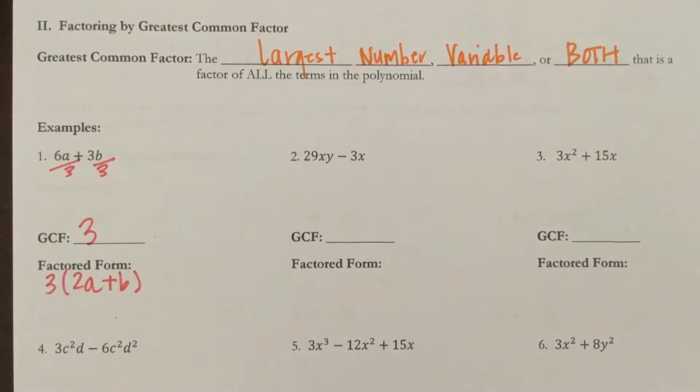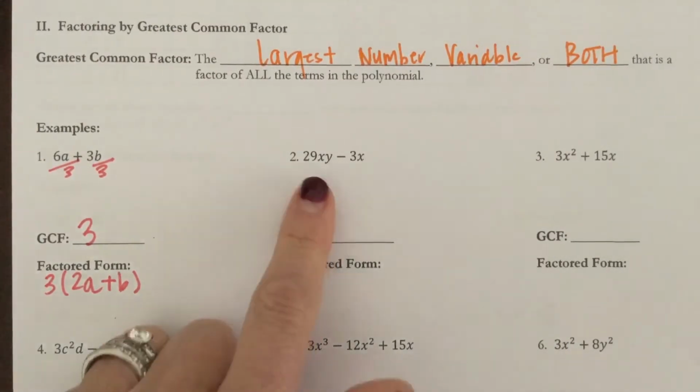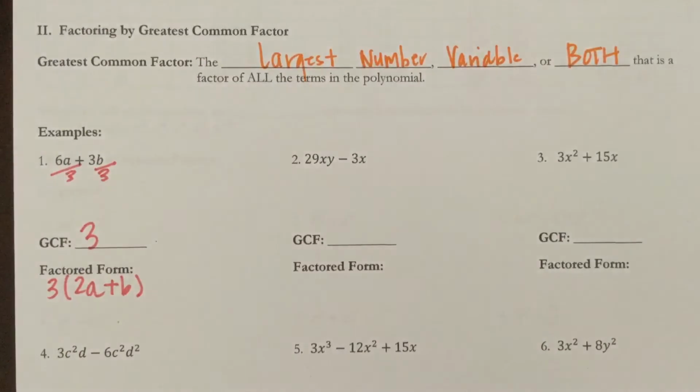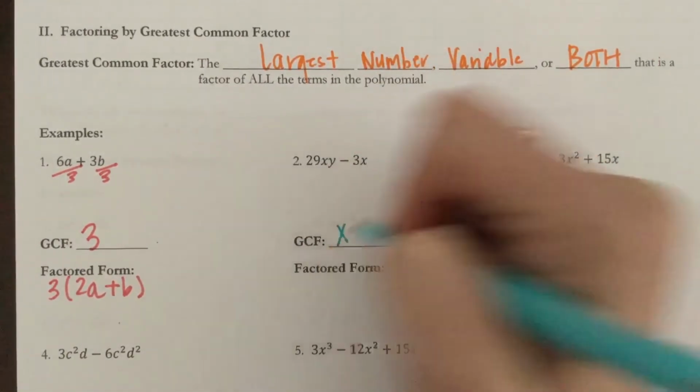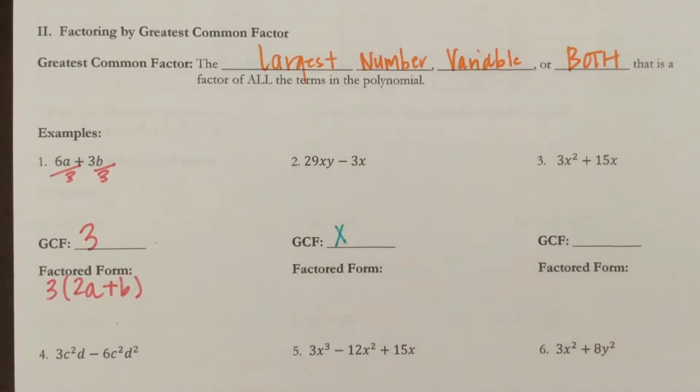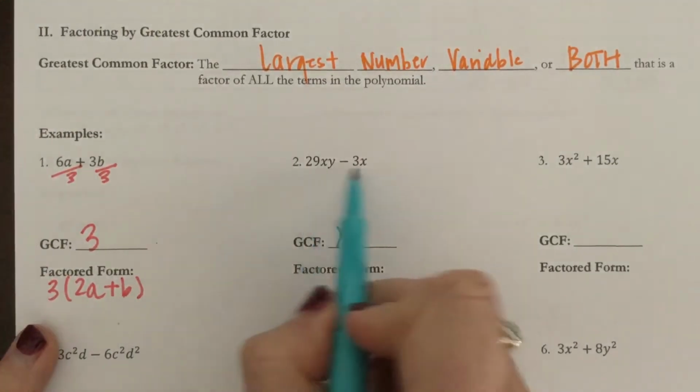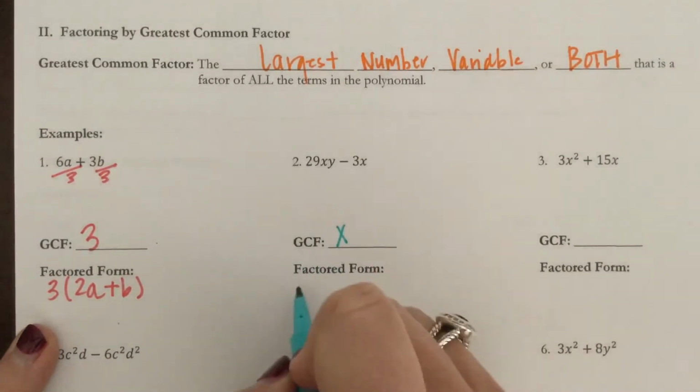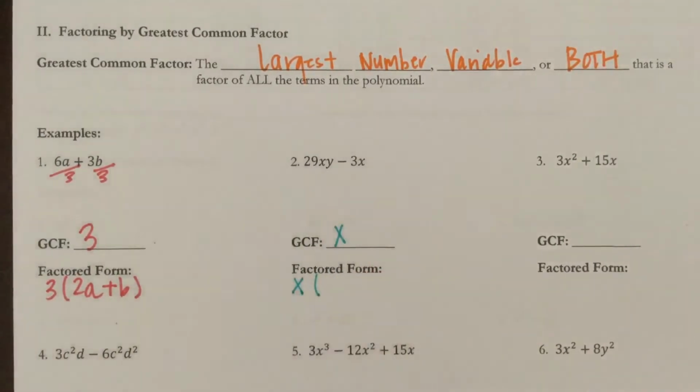Okay? If I look at the two terms and now look at the variables, what I should see is that this term and this term both share a variable of x. So my greatest common factor for this problem is 1x, or just x. Okay? We now want to take the subtraction problem and rewrite it as a multiplication problem.